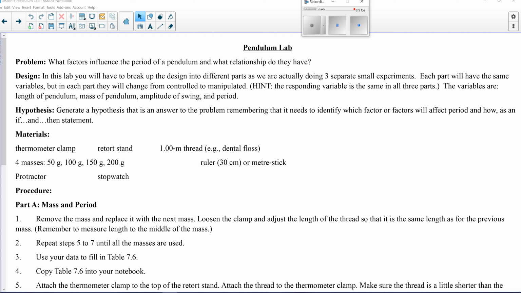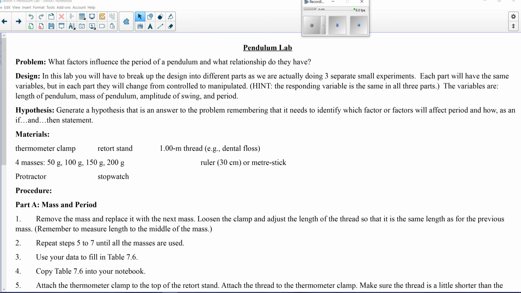Okay, so while you're getting signed in there and looking for the Pendulum lab, the purpose of today's lab is to confirm something that we've learned, okay? And that is what factors or variables might affect the period of a pendulum, okay?